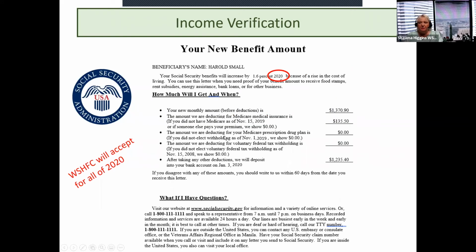And then there's this benefit letter. And we will accept this one again for the whole year of 2020 as well. And again, we always want the gross. So you're going to take this top number here.